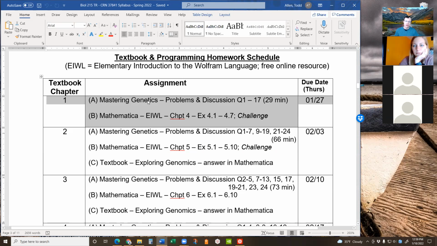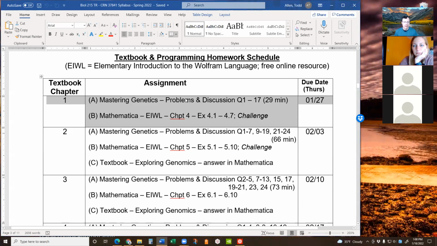So the Mastering Genetics problems that are assigned now are not due this Thursday, they're due the following Thursday, okay? We're just getting into the course, we're just getting comfortable with the technology. So I did not want to make an assignment due this week. I think that's too rushed, but we'll make an assignment due a week from this Thursday, okay? So your Mastering Genetics homework from chapter 1 will be due a week from this Thursday.